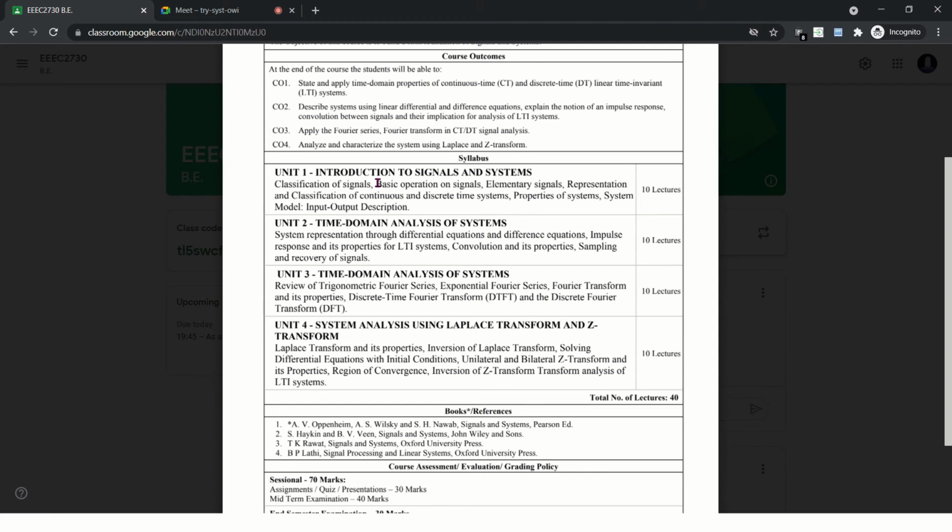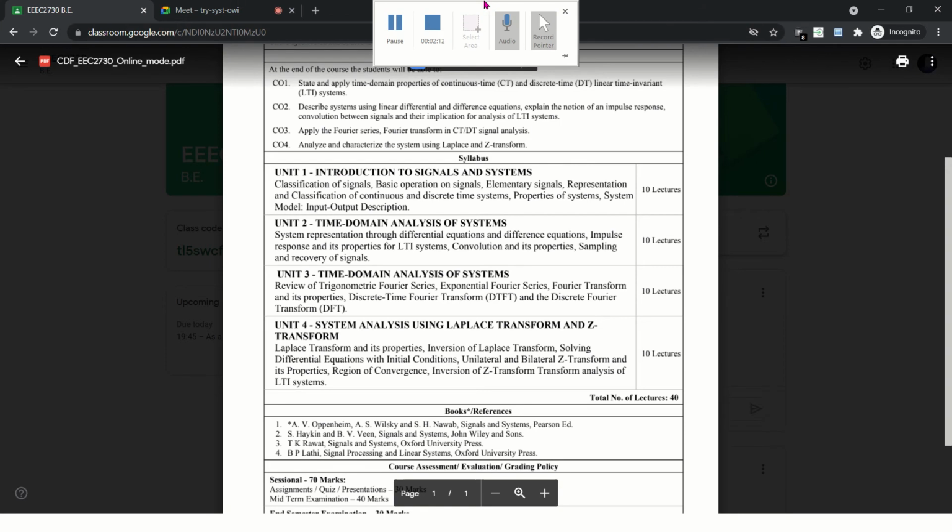Unit 1 deals with the introduction to signals and systems, where we'll be talking about the classifications of signals, the basic operations on signals, the elementary signals, representation and classification of continuous and discrete time systems, the properties of systems, system model, input and output descriptions. Unit 1 basically will be dealing with the basics of signals and systems. So from the concepts and ideas, the basics of signals and systems, we'll move forward to talking about the analysis.